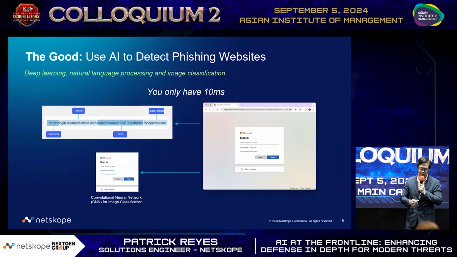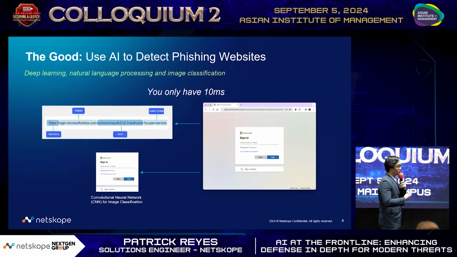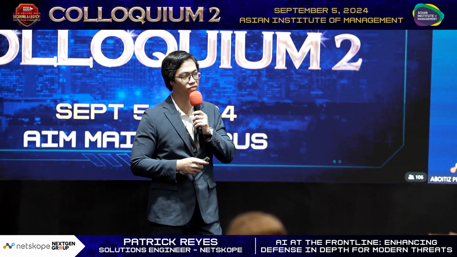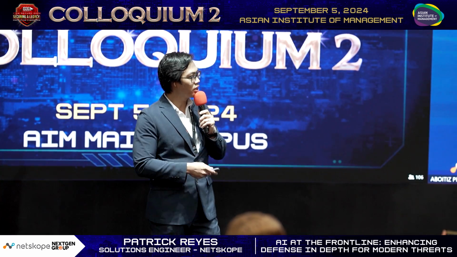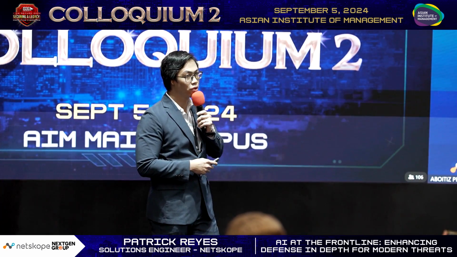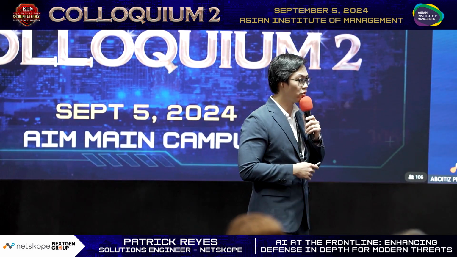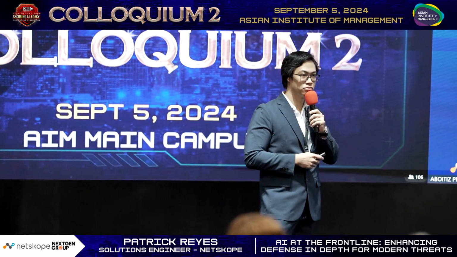Second use case. The second good thing is we use AI to detect phishing websites. In this case, even newly registered phishing websites, we are able to use AI for effective detection, and of course, blocking and prevention. What I'm showing you is a sample of a phishing website. This is a form of phishing attack where threat actors are trying to steal user credentials. In this case, threat actors are trying to attack the Microsoft Office credentials of a user.